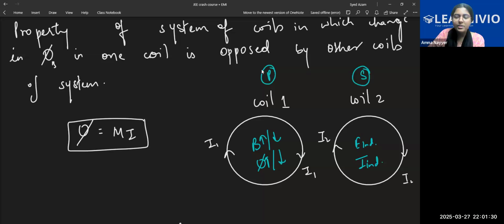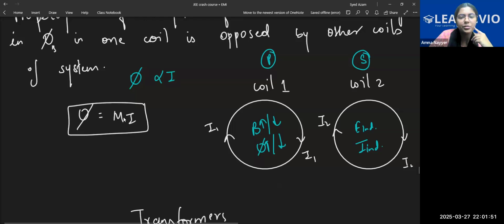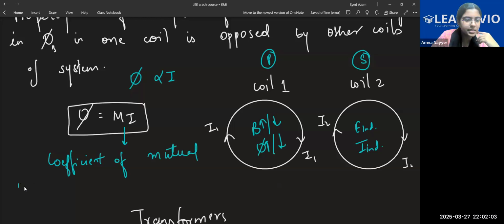Now, based on this principle, you have the transformers, which are part of your alternating current also. But that will just be a connecting point for alternating current. Now see, when we are talking about the flux, phi is directly proportional to current. Here also, phi is directly proportional to current. So phi is equal to MI. What is M? It's the coefficient of mutual induction, or you can simply say this is mutual inductance.